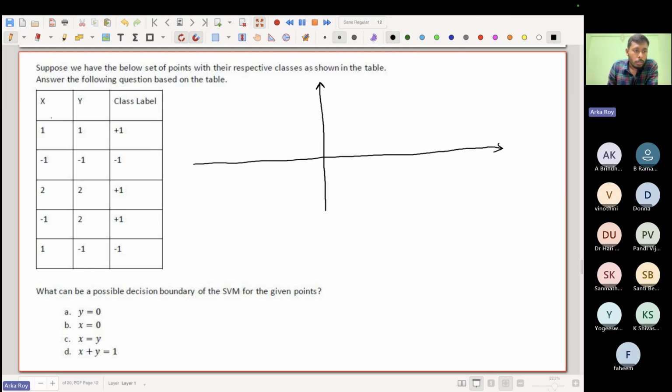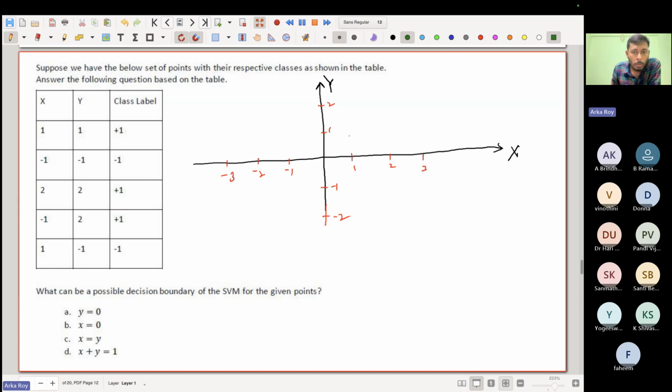Okay, so you have two features, X and Y, and you have the class labels, either positive class or negative class. Let me first draw the points. So 1, comma 1. So this is 1, 2, 3, minus 1, minus 2, minus 3, 1, 2, minus 1, minus 2.